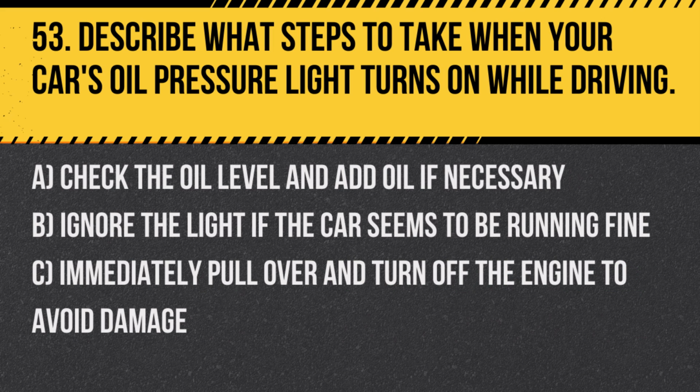Question 53. Describe what steps to take when your car's oil pressure light turns on while driving. A. Check the oil level and add oil if necessary. B. Ignore the light if the car seems to be running fine. C. Immediately pull over and turn off the engine to avoid damage. Answer: C. Immediately pull over and turn off the engine to avoid damage. This light indicates a potentially serious issue with your vehicle's lubrication system.